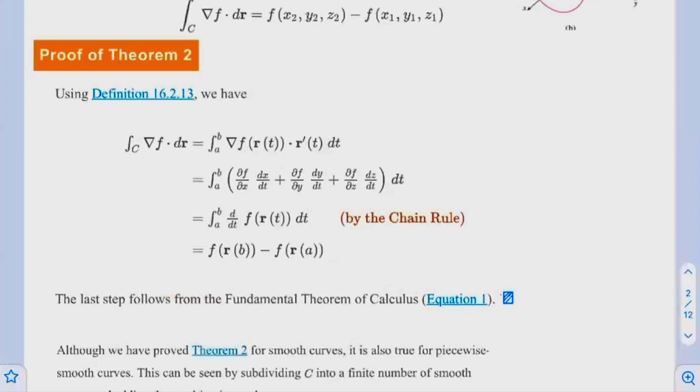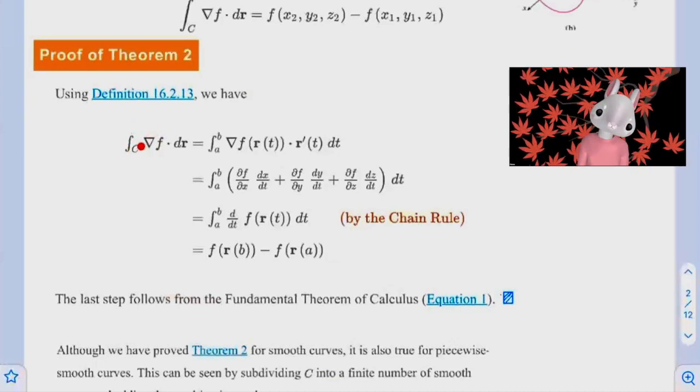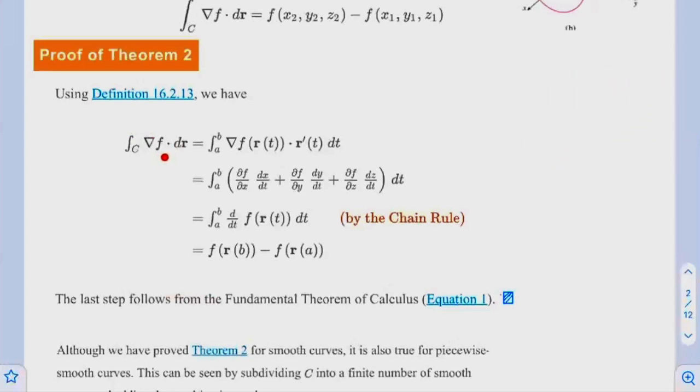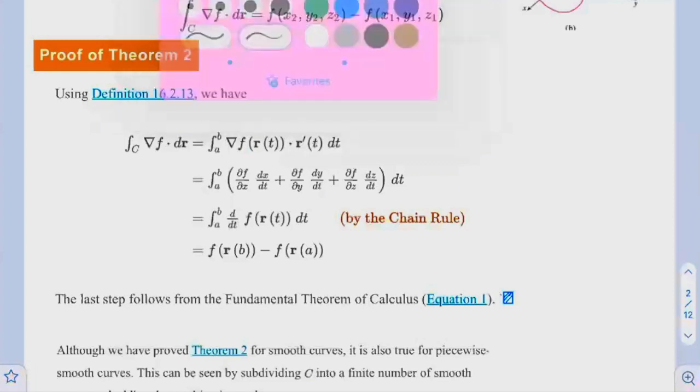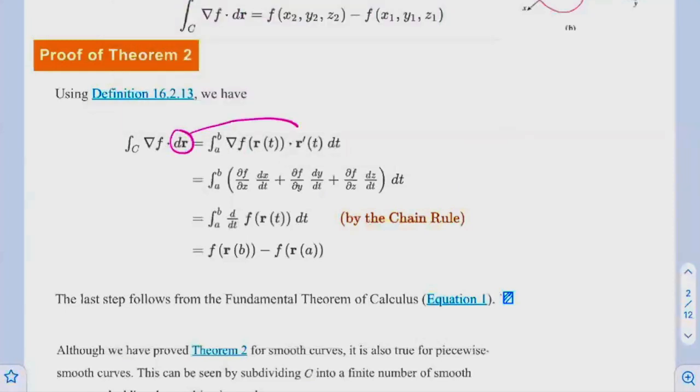So when we integrate this gradient over this curve C, how do we do this integral? We just talked about how to do integrals in 16.2. This is the force, so think of that as the vector field, and the dr over here is r prime of t dt. From this step to this step, we want to express everything in terms of t.